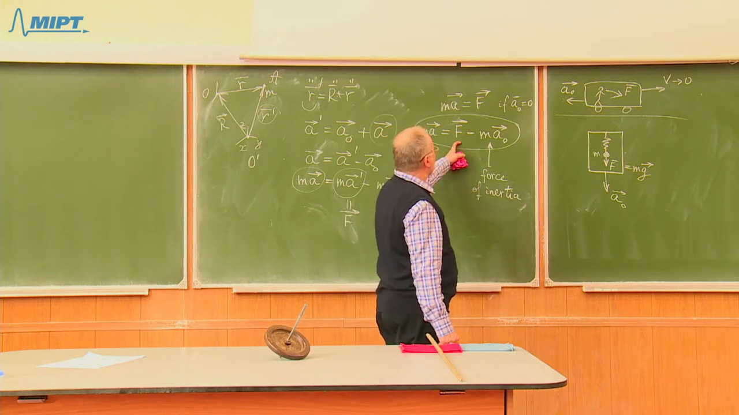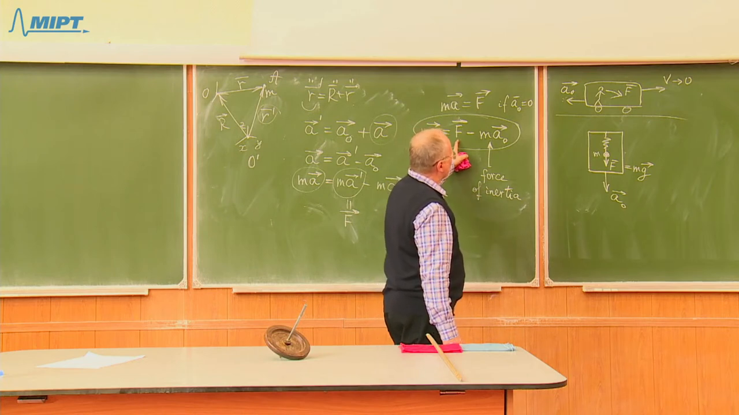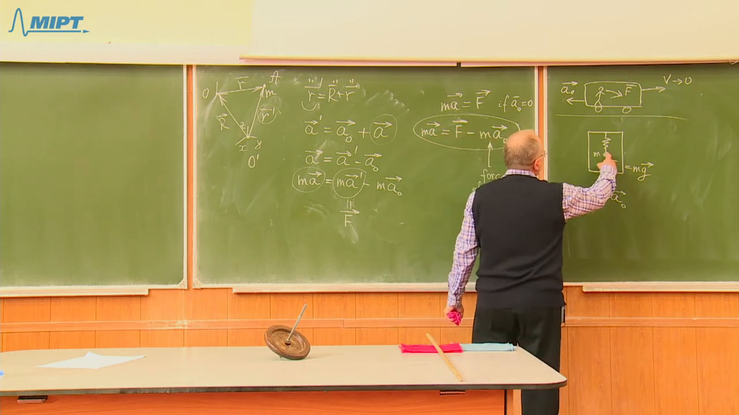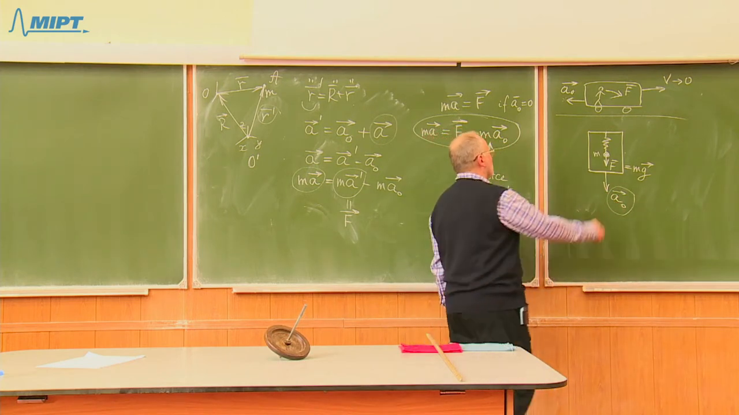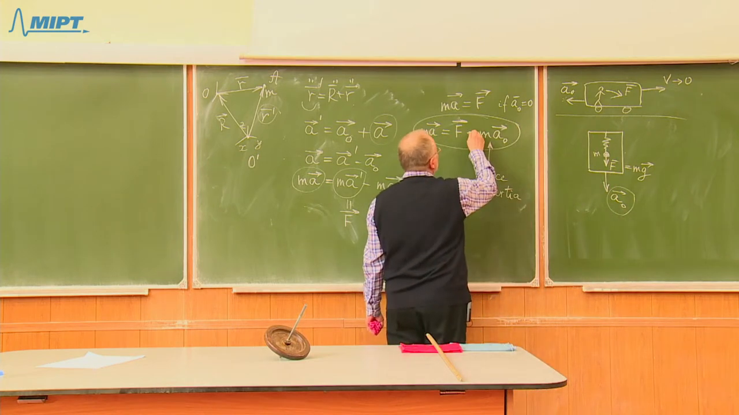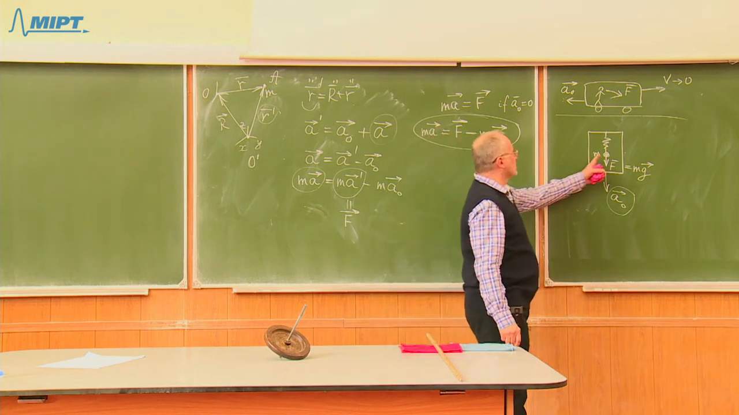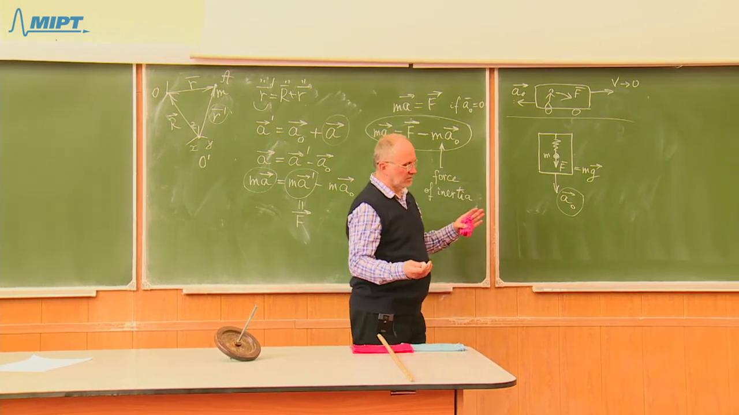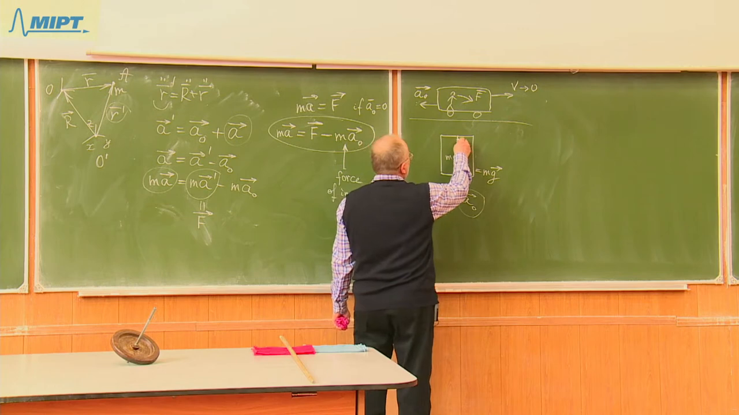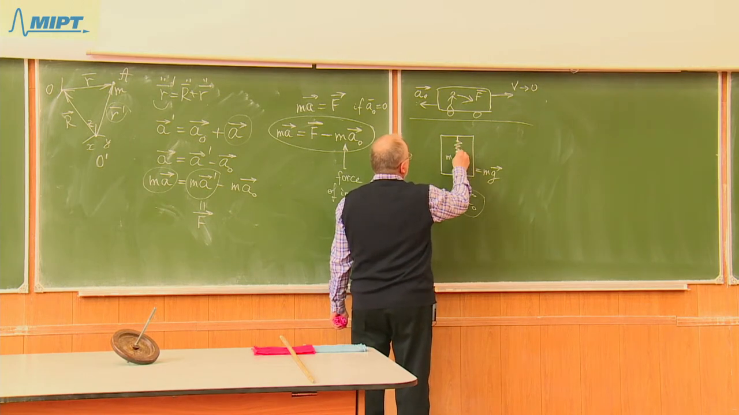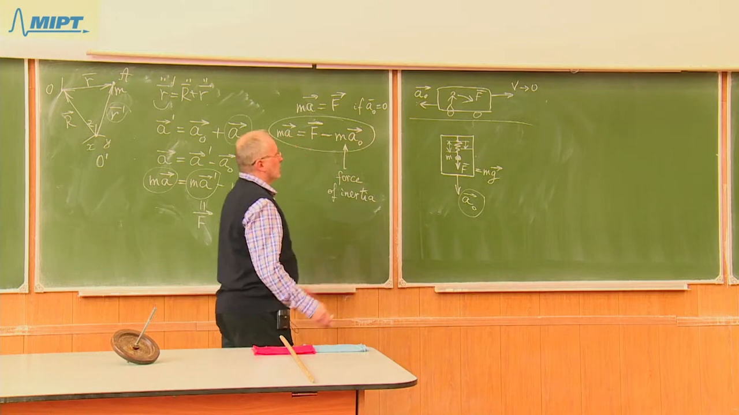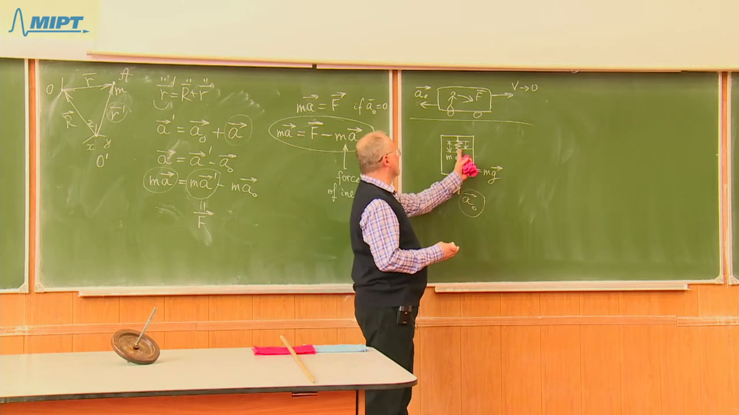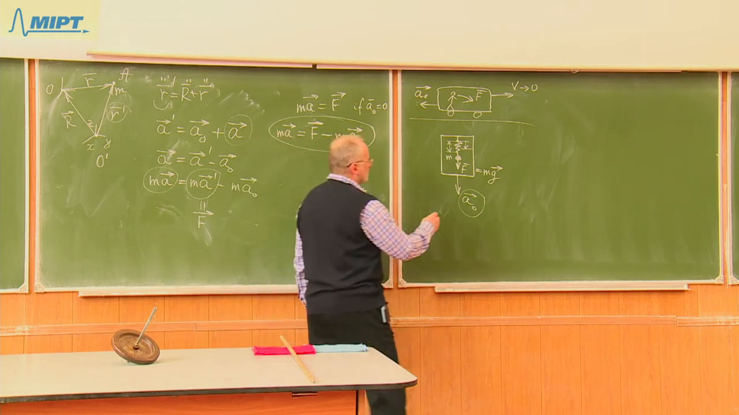According to this equation, there will be some force of inertia acting on the body and directed upward, because the force of inertia is directed oppositely to the acceleration. If the acceleration is downward, then the force of inertia will be upward because of this minus sign. And this force will cause the spring to shorten. The spring, originally stretched, originally having this length, will then have a smaller length, because the force of inertia will act against the force of gravity.